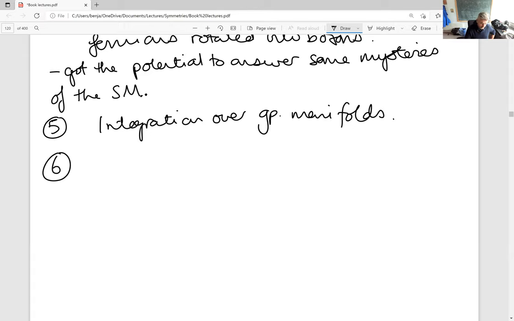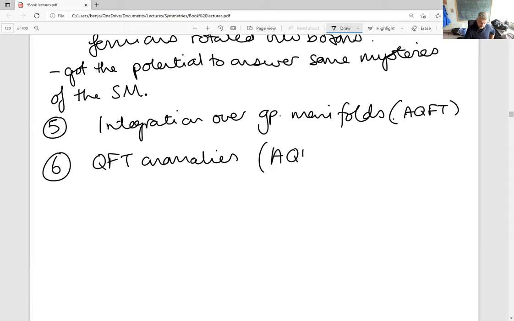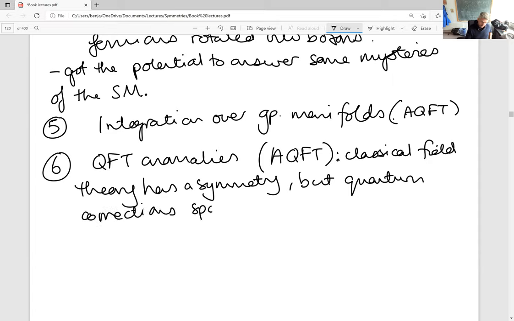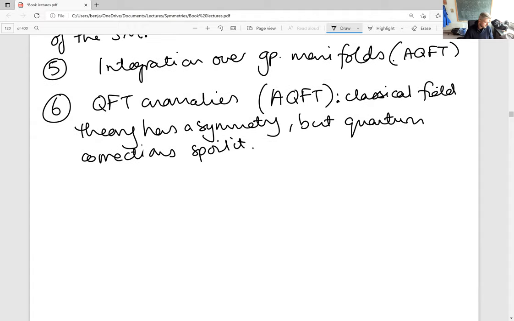Six, anomalies, quantum field theory anomalies. So see AQFT to touch on this typically. And anomalies are also covered in advanced quantum field theory in part three of the Mathematical Tripos. These are theories which have a symmetry at the classical level of a field. So the classical field theory has a symmetry, but where quantum corrections spoil it. So it's an interesting topic, which has been looked at quite a lot recently, actually.